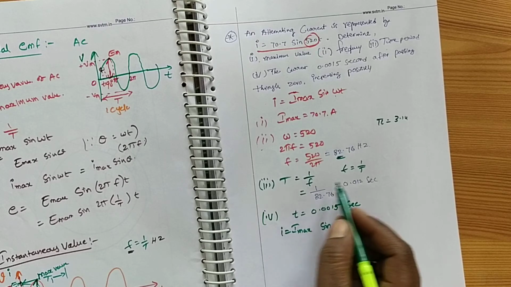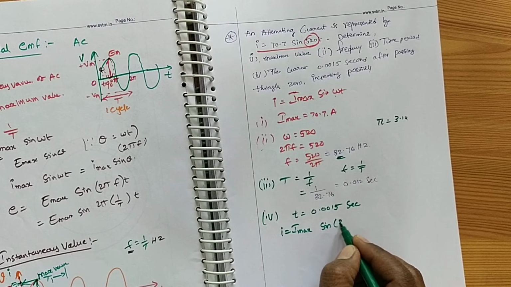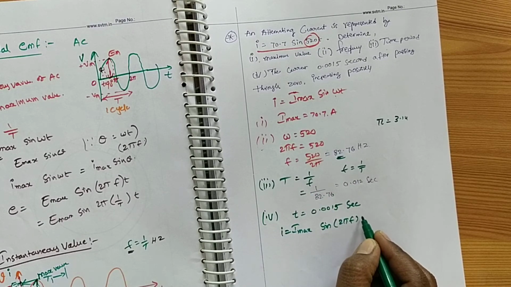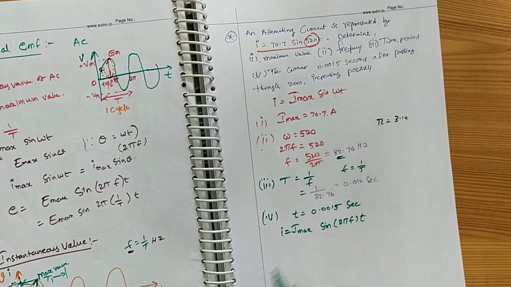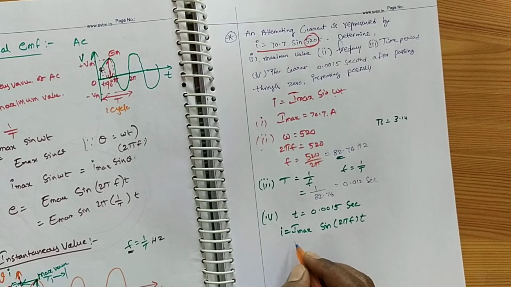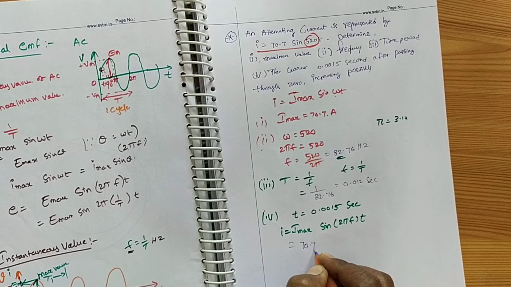Omega is known as 2 pi f, so we can write I equal to I max sin 2 pi f into t. Here t is known as 0.0015. We are substituting omega equal to 2 pi f. After writing like this, I max we already know is 70.7, the maximum value.